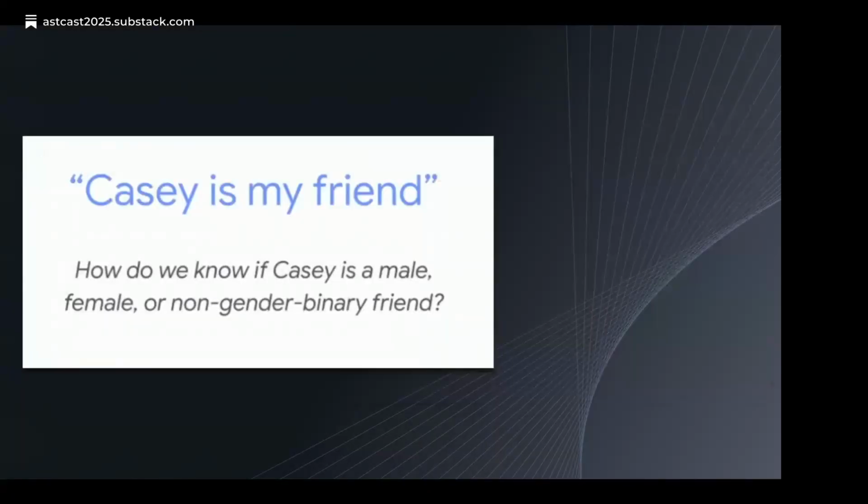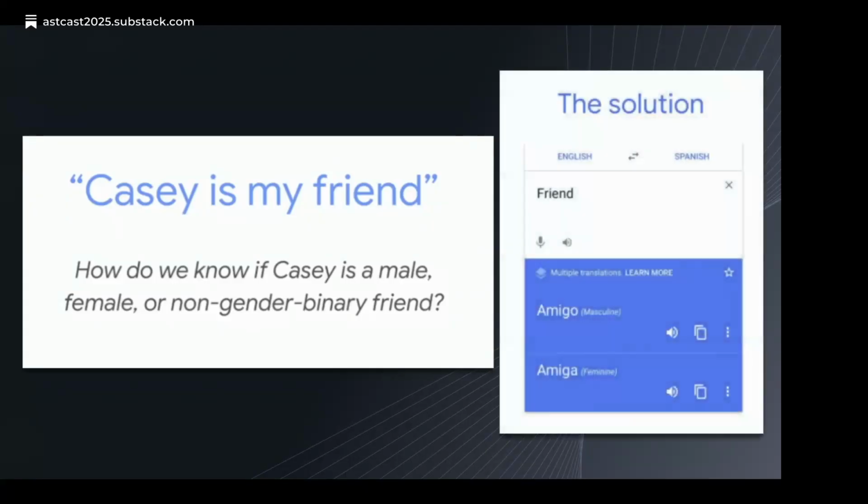What about this one? Casey is my friend. Well, how do we know if Casey's female, male, non-binary? If you don't know, how is the AI supposed to know? It can't. So you can try to force the AI to do something right, but what if instead you use the UX? What Google did was, we're not going to try to guess your context. Instead, we're going to give you both translations, and you pick the one that fits your context, because only you know it.